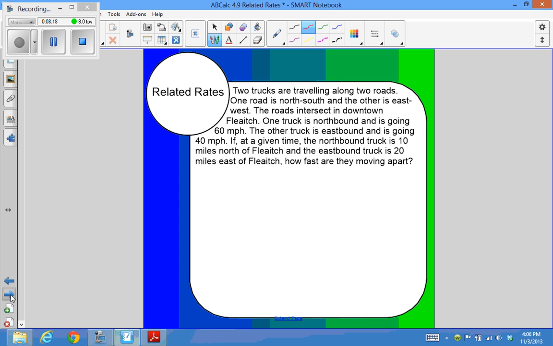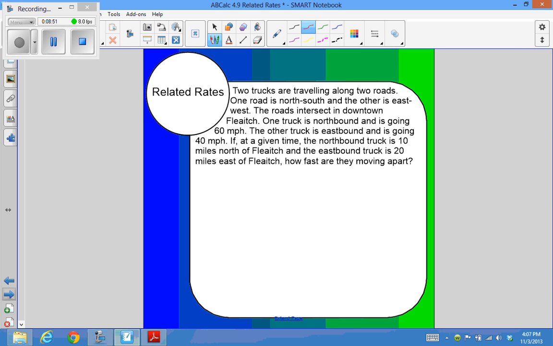All right, now let's look at a related rate problem where we've got 2 trucks, an actual application problem. 2 trucks are traveling along 2 roads. One road is a north-south road, the other is an east-west road. The roads intersect in downtown Flea-Itch. One truck is northbound and is going 60 miles per hour, and the other is eastbound and is going 40 miles per hour. If at a given time the northbound truck is 10 miles north of Flea-Itch and the eastbound truck is 20 miles east of Flea-Itch, how fast are they moving apart? As quickly as possible, right? Nobody wants to be in a place called Flea-Itch.